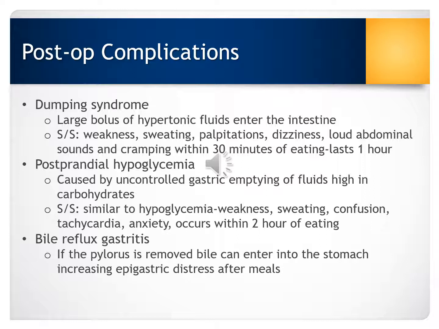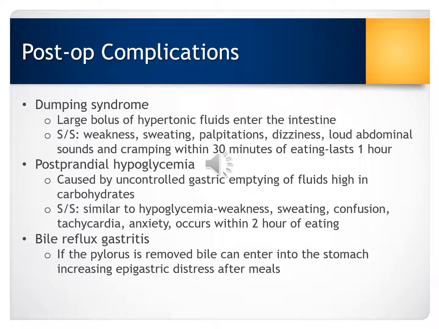Postprandial hypoglycemia is a variant of dumping syndrome, and it occurs because of uncontrolled gastric emptying of a bolus of fluid high in carbohydrate into the small intestine. The bolus of concentrated carbohydrate results in hyperglycemia and the release of excessive amounts of insulin into the circulation. So this high release of insulin into the circulation results in reflex hypoglycemia. So the signs and symptoms are typically those of hypoglycemic reaction, and they can usually occur 2 hours after eating.